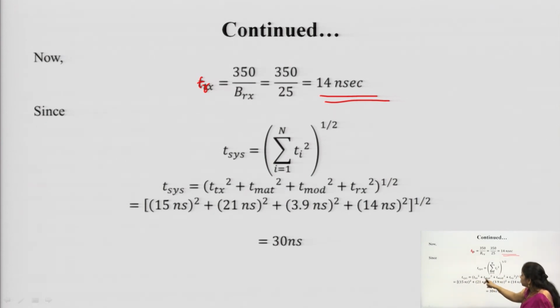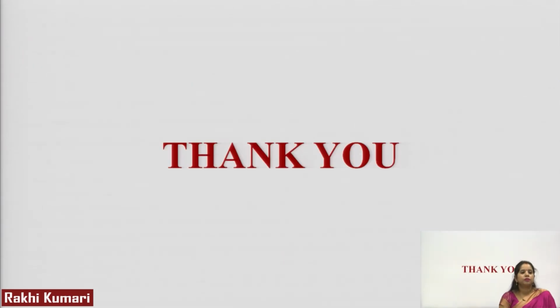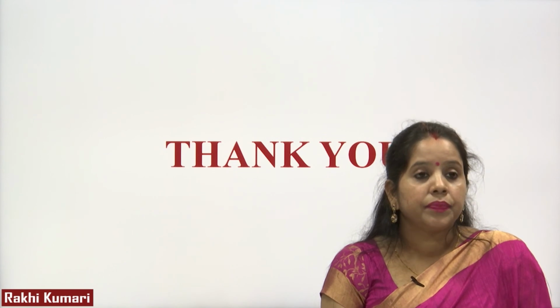Just take the square of each one and after that the root. So, we have taken the square of 50 nanosecond, which is our transmitter rise time, the material rise time squared, the modal rise time squared and the receiver rise time squared, and after that we take a square root of that. So, we will get a total rise time of 30 nanosecond.